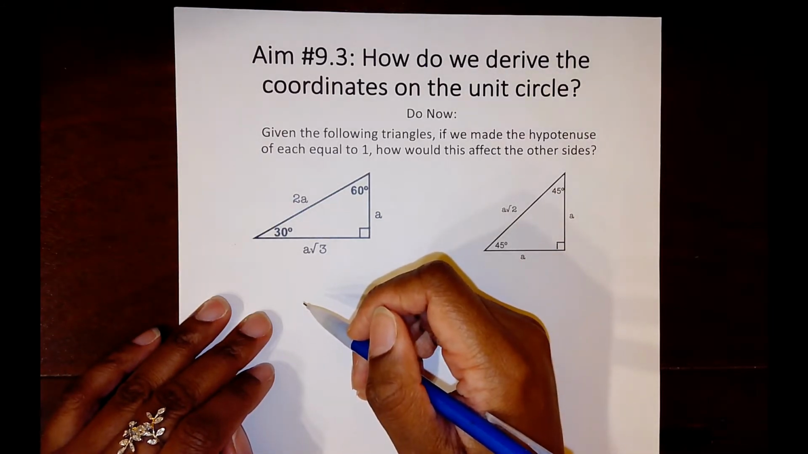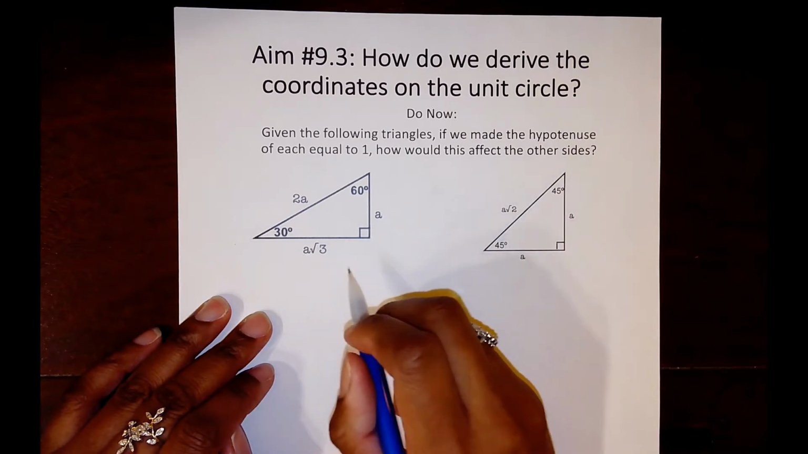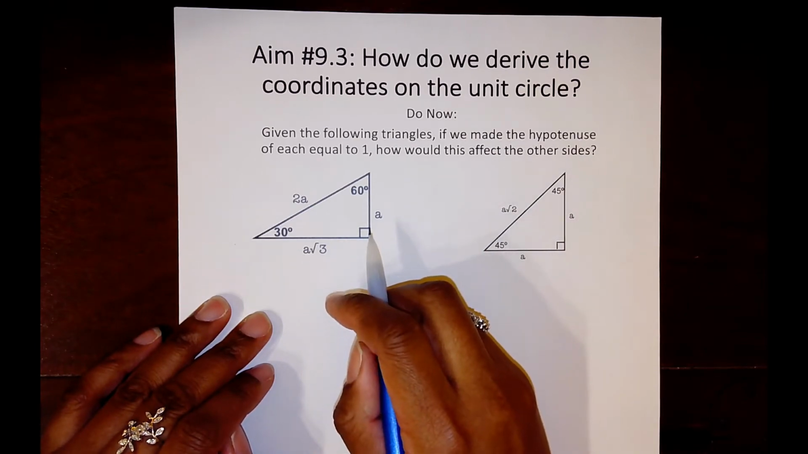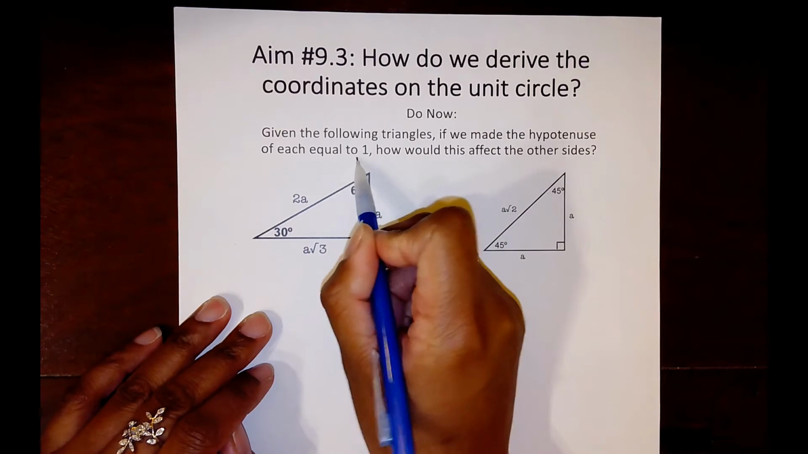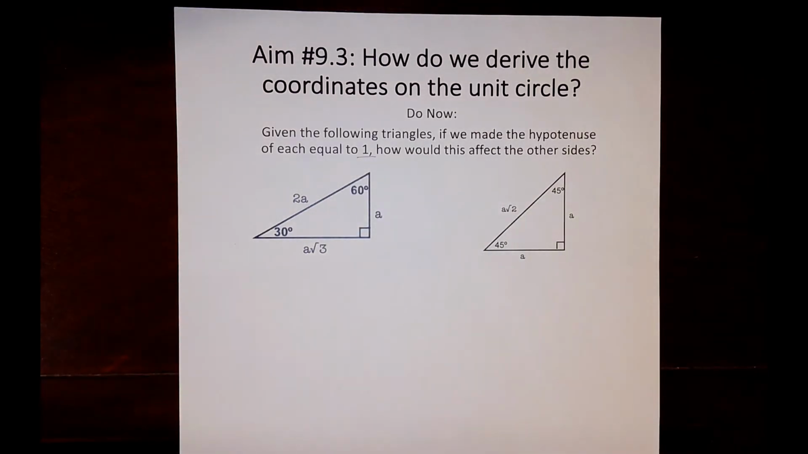So now, how do we shrink these two special right triangles? Notice that we want each one to have a hypotenuse that's equal to 1. So let's start solving for that. Now normally I would write in pencil, but I want you guys to be able to see what I'm doing, so I'm going to start writing in pen.